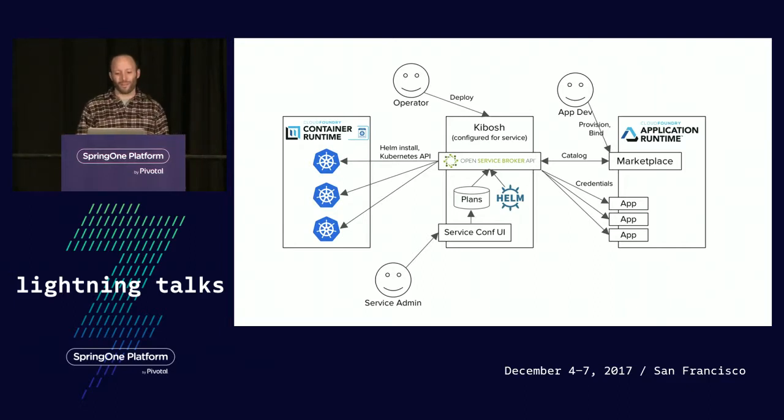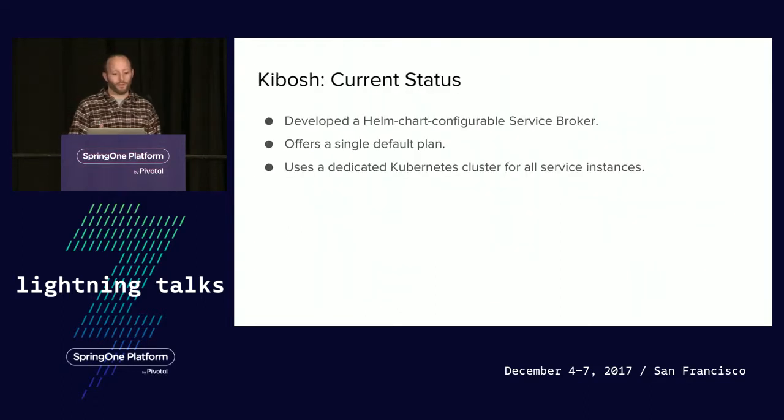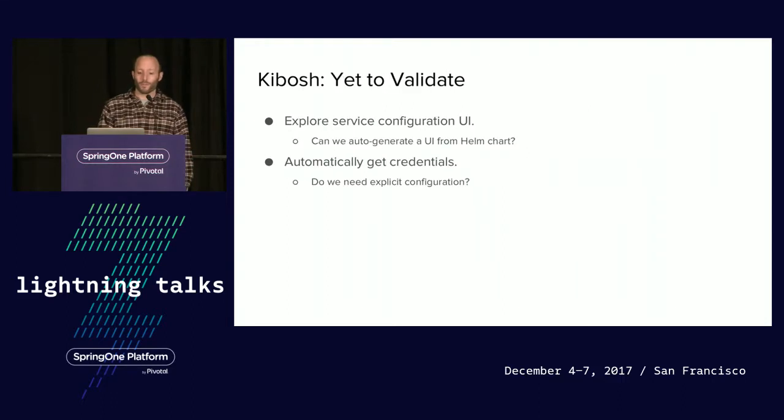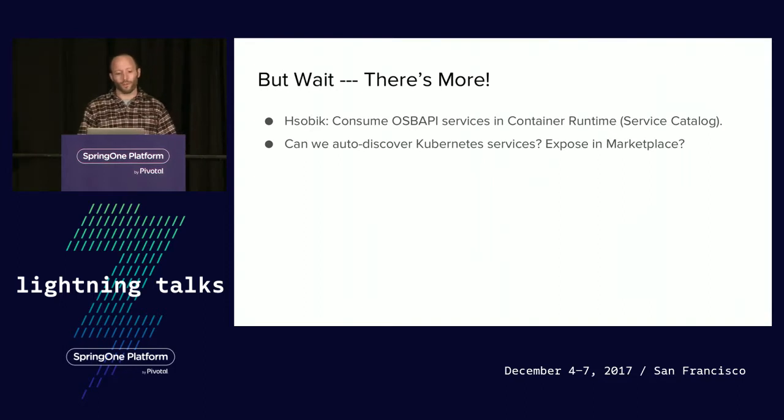To give a little status of where we are now, we have a generic service broker that will take a Helm chart and get you a service broker. It'll offer just a single plan right now. We don't have the configuration part yet, but it will do a Helm deploy of the service software with no code, right now just to a dedicated Kubernetes cluster. The big things we have yet to validate are this service configuration UI. Can we auto-generate that from the Helm chart values, the variables in there? And can we automatically get the credentials? Is reading the Kubernetes secrets enough, or are we going to need a little more configuration?